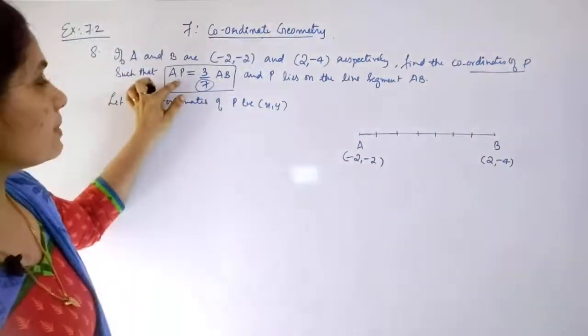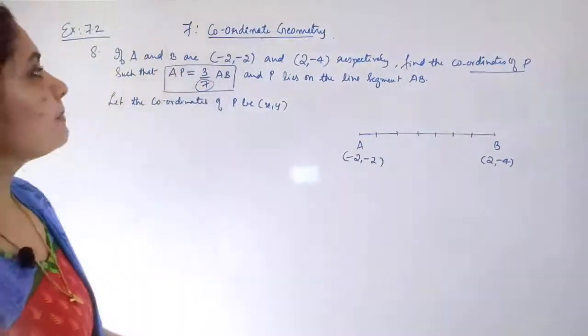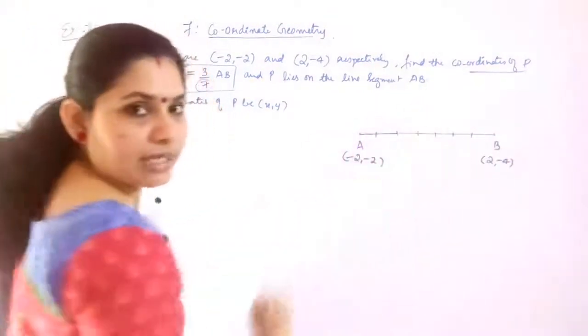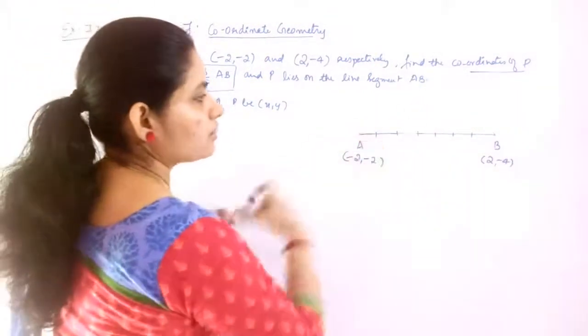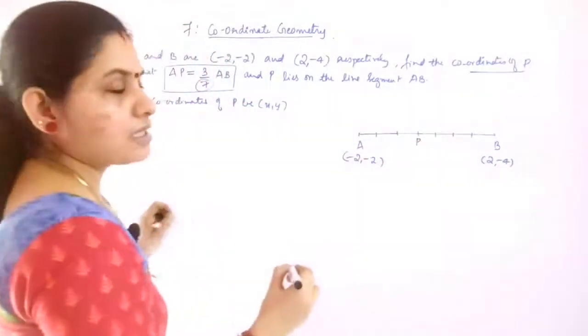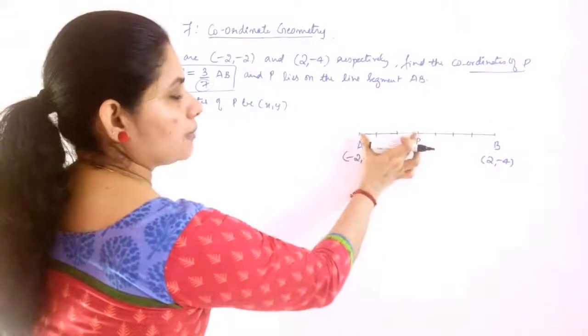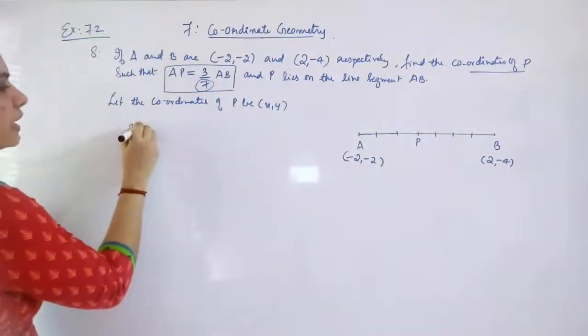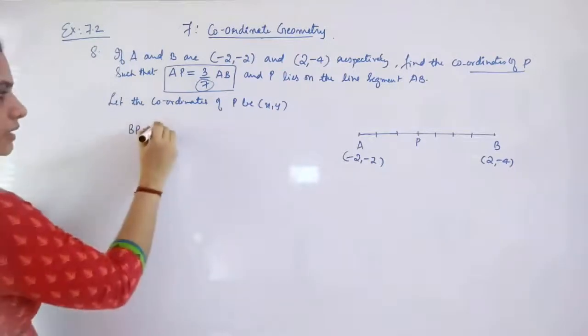The meaning of AP equal to 3 by 7 AB is, AP is 1, 2, 3, this much portion of AB. Okay, so this is your P. Where will be the P point? Here, 1, 2, 3 here, right? So this much portion is your AP and the remaining portion will be BP. So if you have to find out BP, you can use this method.